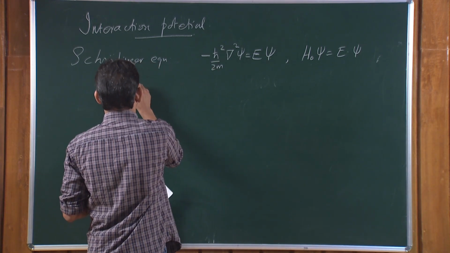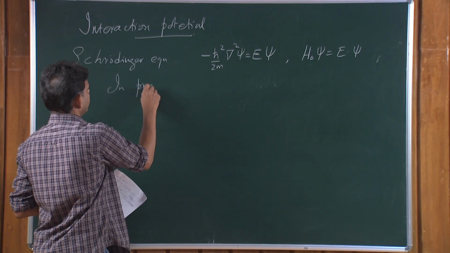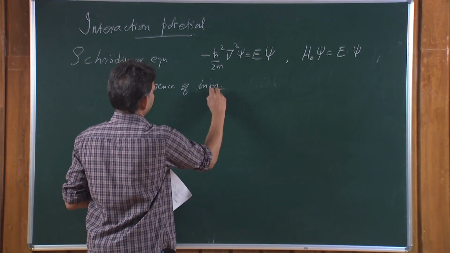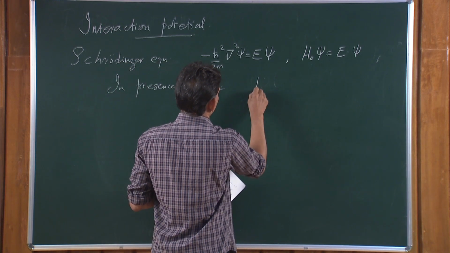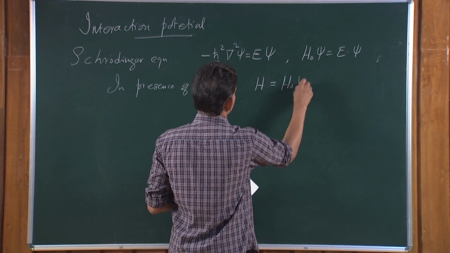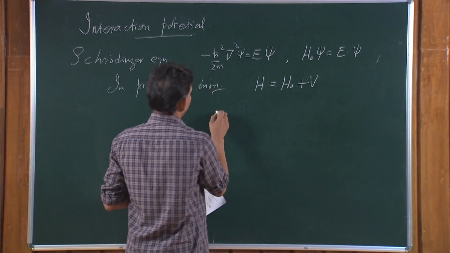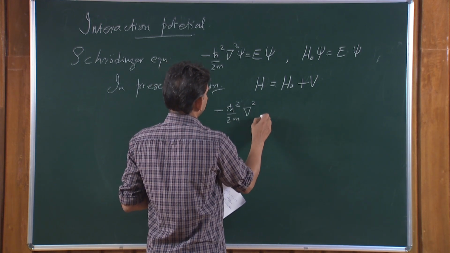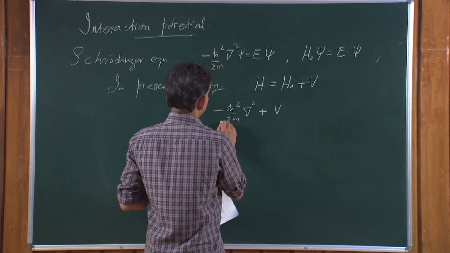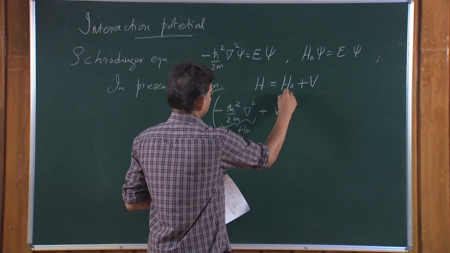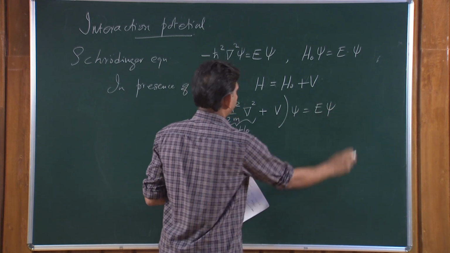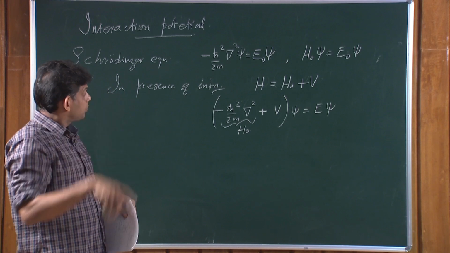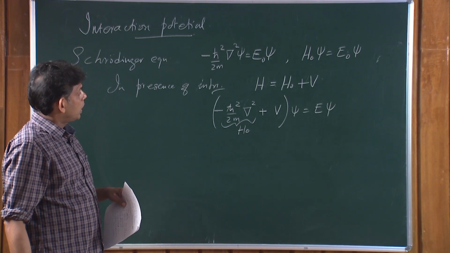Now, in the case of interaction with a potential V, we have the total Hamiltonian H equal to H naught plus V, where the equation is minus h cross square over 2m grad square plus the potential, which is essentially H naught plus V, is equal to E psi. This is different from this psi, maybe I can write it here as E naught. That is how we understand.